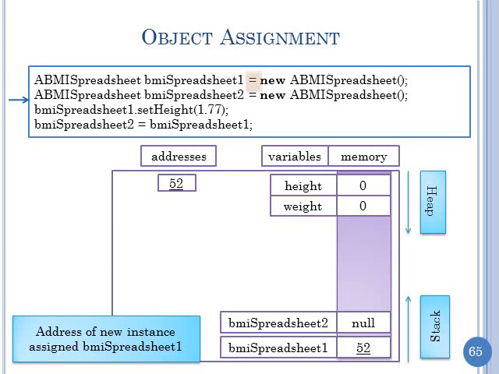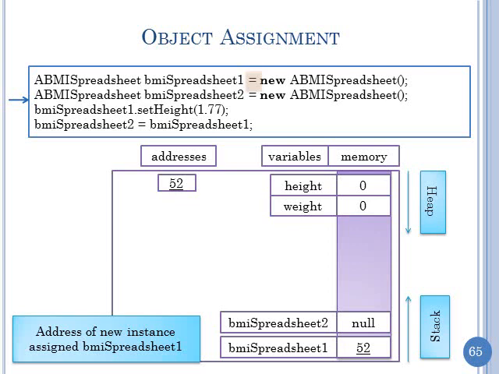So when you're going to say BMI spreadsheet dot height in a program, it's going to first go and say, let me go from this variable to this object and then find height. So it's kind of indirection. You can't just immediately see the value. You have to go follow the pointer and then get it. Okay?